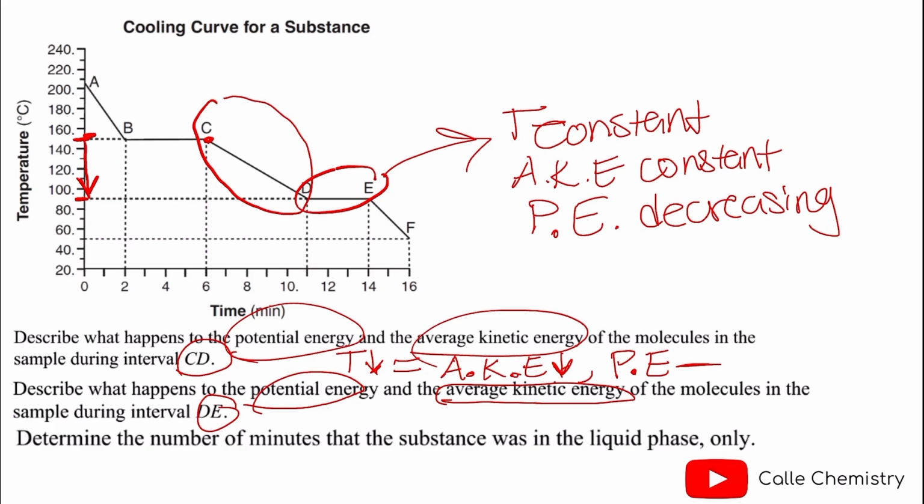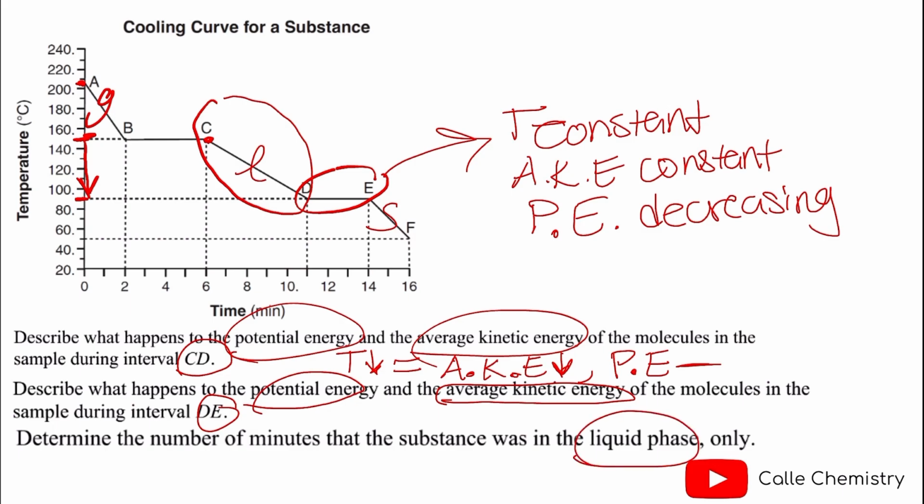Determine the number of minutes that the substance was in the liquid phase. Liquid phase. Okay, so we got to do a little bit of labeling. From A to B, this is at a very high temperature. Look, A is all the way up here. So we're at a very high temperature. This is starting at a gas phase. Then the next negative slope is a liquid, and then we have a solid.